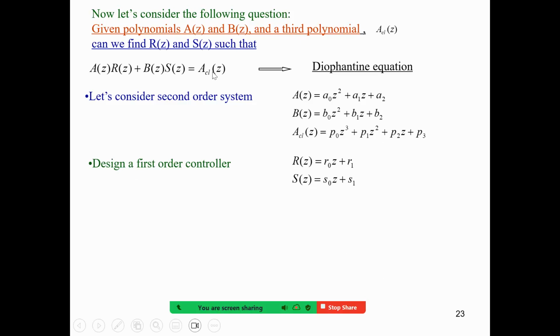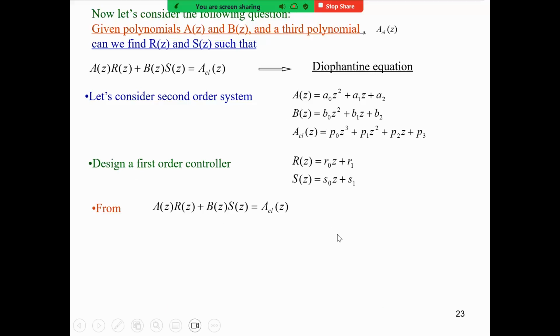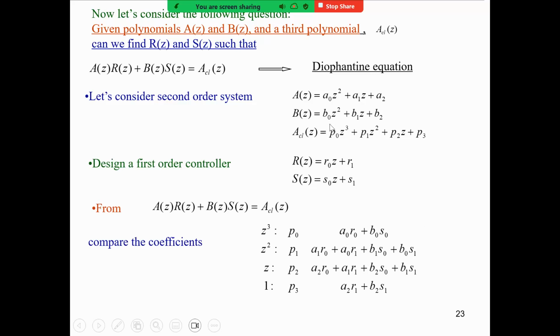Then let's plug in the expression of all the polynomials, AR plus BS equals closed loop. Then we'll compare the coefficients. Then we will get a set of equations. Here, for example, let's say the AR plus BS, right? If we multiply A times R, you may notice that the coefficient for the cubic term is only A naught times R naught, right? For B times S, the coefficient for the cubic term is B naught times S naught. So if we sum them up, we have A naught R naught plus B naught S naught, that corresponds to the cubic term. Should match the P naught.